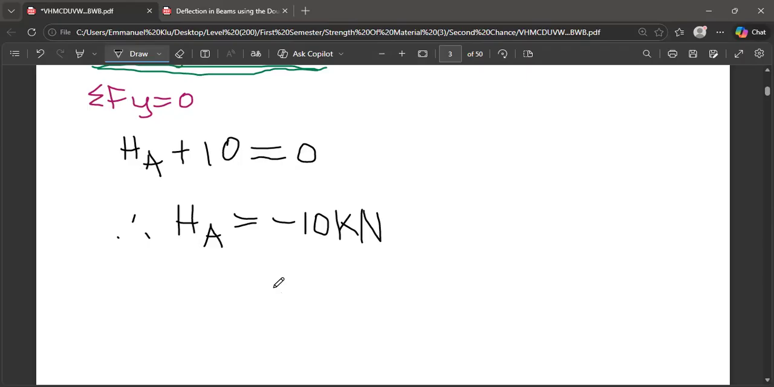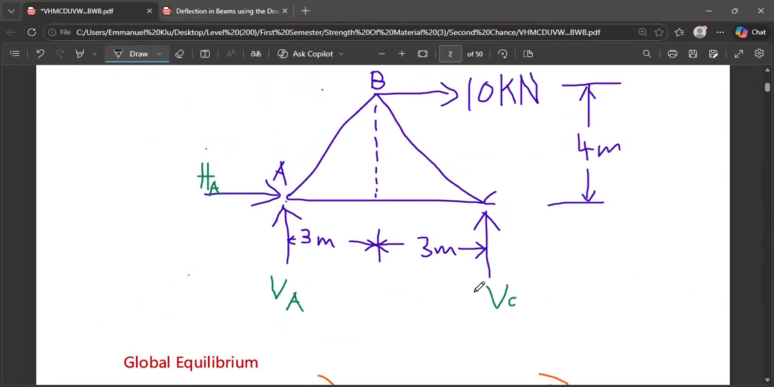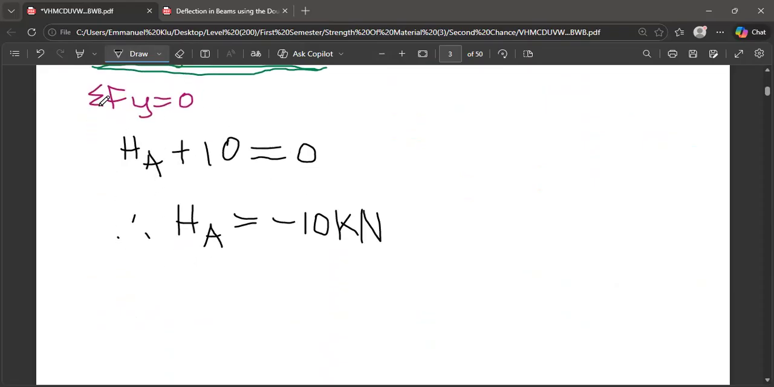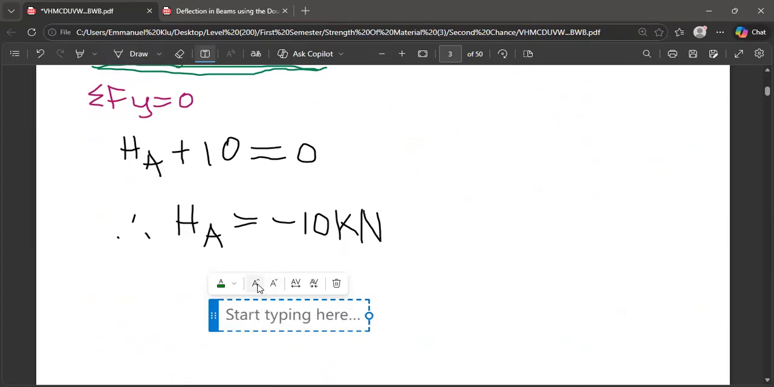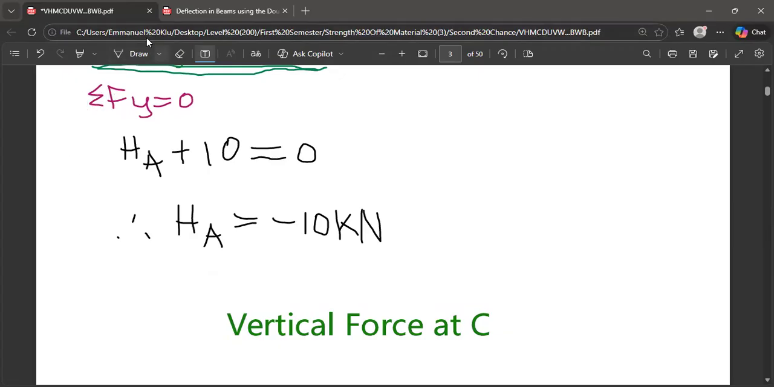From here, what are we supposed to do next? We are supposed to calculate for the vertical force at C. Let's quickly do that together. And for the vertical force at C, let's adopt a different method. Yeah, so this is our vertical force at C. Very nicely.